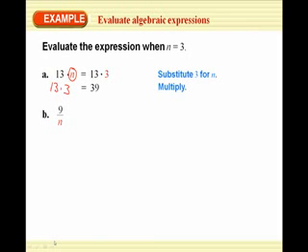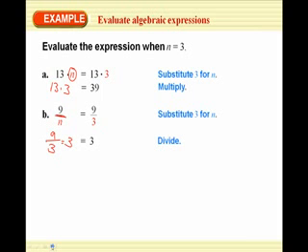9 divided by n, so here we're substituting again the 3 for n. Notice I said divided by, that line, it's not 9 over n. So 9 divided by n is 9 divided by 3, and 3 goes into 9 3 times. So a lot of it is just substituting numbers into the right places, doing the correct operation, and then also knowing your facts to be successful at doing that.